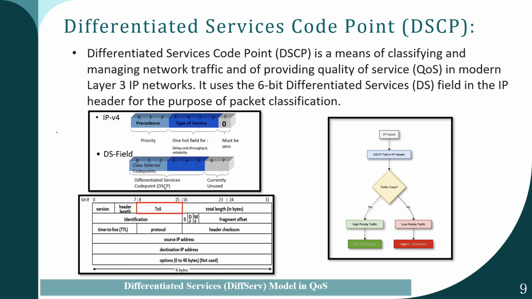So in the IPv4, the first three bits are the precedence block, the next bits are the one-hot fields for delay, cost, throughput, and reliability, and the last one must be zero. But in the DS field, bits 0 to 5 are the DSCP block, and bits 6 to 7 are the currently unused block. When the packet comes to the DSCP field in the IP header, it will go to the traffic class, and if the packet successfully matches the traffic class, it will go to the high priority traffic. If it does not match the traffic class, it will go to the low priority traffic.